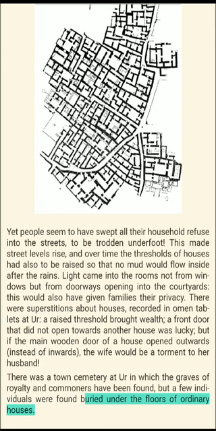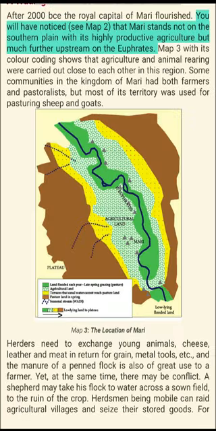There was a town cemetery at Ur in which the graves of royalty and commoners have been found, but a few individuals were found buried under the floors of ordinary houses. A trading town in a pastoral zone: after 2000 BCE, the royal capital of Mari flourished.